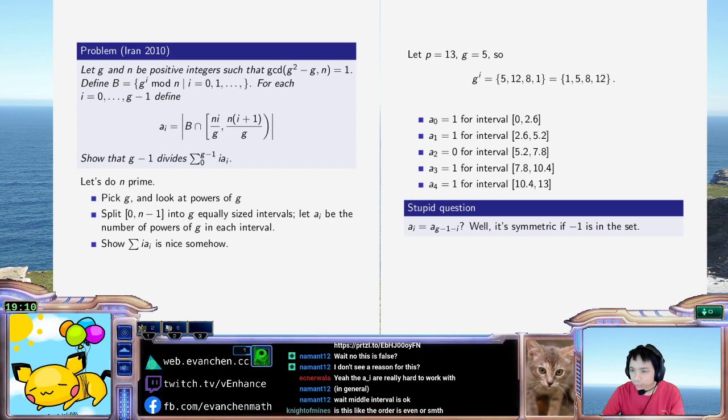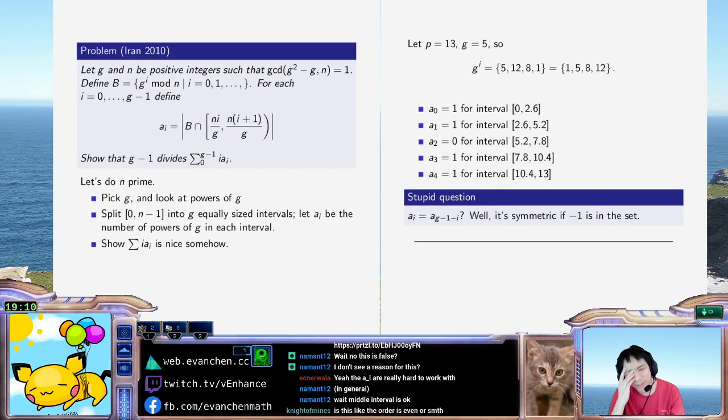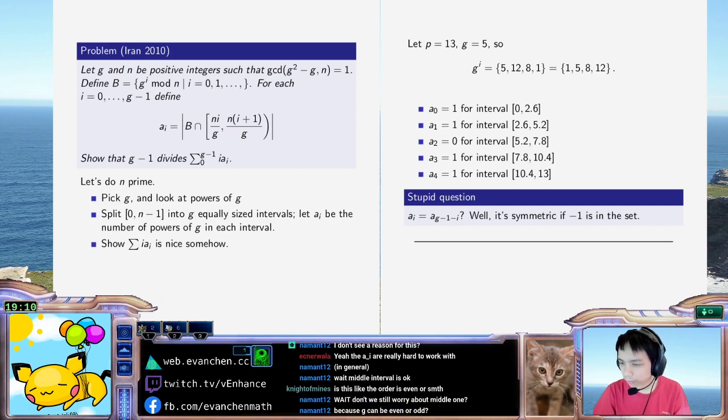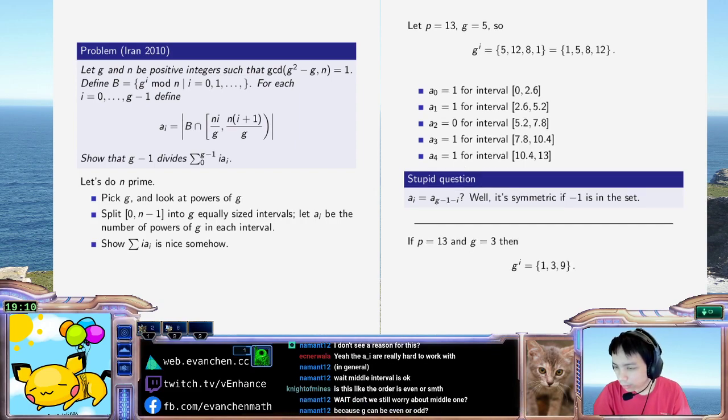So what's a G for which the order is odd? Oh no. Oh, 13 is bad because the order is even; g equals 3 is the best I can do, right? Then, okay, 1, 3, 9. And so now A0 equals 1, A1 equals 1, and A3 equals 1.